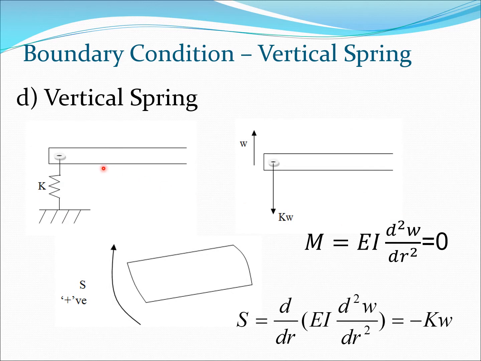Next we look at the situation where you have a vertical spring. So here we have put a spring at this particular end, and the effect of this spring is that if I give this beam a displacement W, I get a force here, Kw. If we compare it to the usual nomenclature of positive shear force S, which is positive in this direction, then we see that this is going to be negative, and therefore here we have the boundary condition S is negative Kw and M is 0. So from these two equations we can derive the boundary condition for the vertical spring situation.